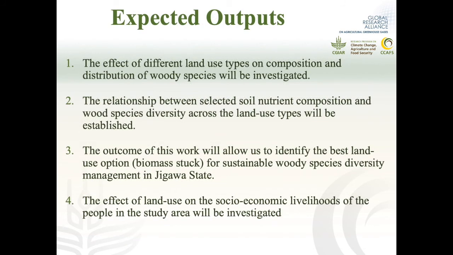Output. The effect of different land use types on the composition and distribution of woody species will be investigated. The relationship between selected soil nutrient composition and woody species diversity across land use types will be established. The outcome of this work would allow us to identify the best land use options in terms of biomass stock for sustainable woody species diversity management in Jigawa State. Lastly, the effect of land use on the socioeconomic livelihoods of the people in the study area will be investigated.